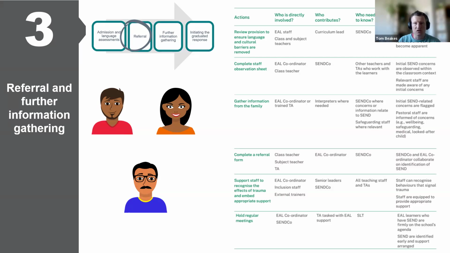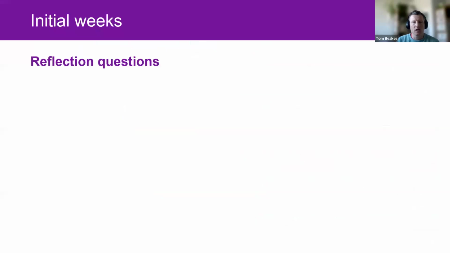So among other things here, you'll find observation sheets for teachers, information gathering forms that can be used with families, and also example referral forms as well. So again, just to provide an example, the guidance includes information on what to look out for in the early stages of a child being at school. And part of that is a list of reflection questions for class teachers and for EAL support staff and for your SENCOs, your SEN specialists.